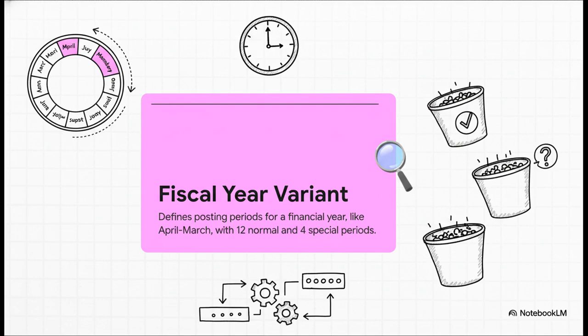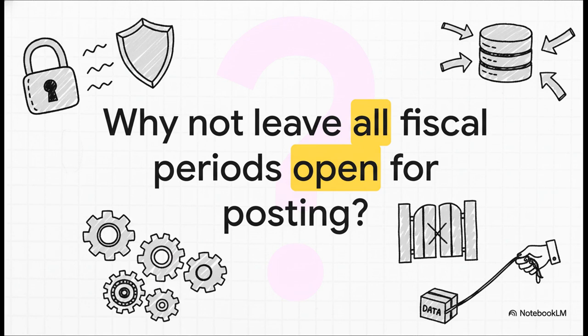But what about those 4 special periods? Think of those as the accountant's secret weapon. They're used just for year-end adjustments, to make sure everything is perfectly balanced for the annual report, without messing up the regular monthly numbers. It seems like a simple idea, right? Why not just let people post whenever they need to? But the answer to this question gets to the heart of one of the most important principles in any financial system, and that is control.